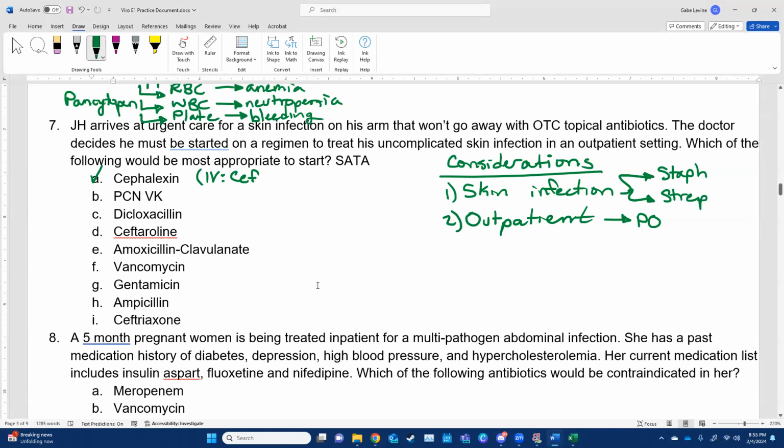I'll give you a hint. It starts with Cef. Very close. Not ceftriaxone. Cefazolin. All right. What about penicillin VK? Can we give penicillin VK?